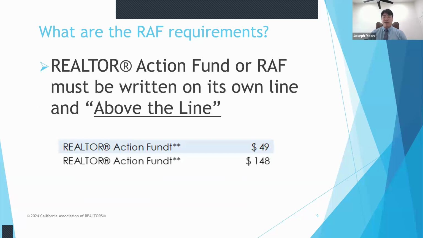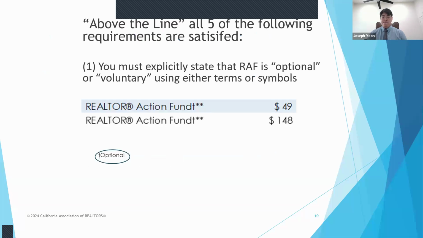I'll get into the RAF requirements next. First, they have to be written on their own line within the dues billing statement. And as I mentioned before, RAF has to be above the line. And above the line really is 5 requirements.